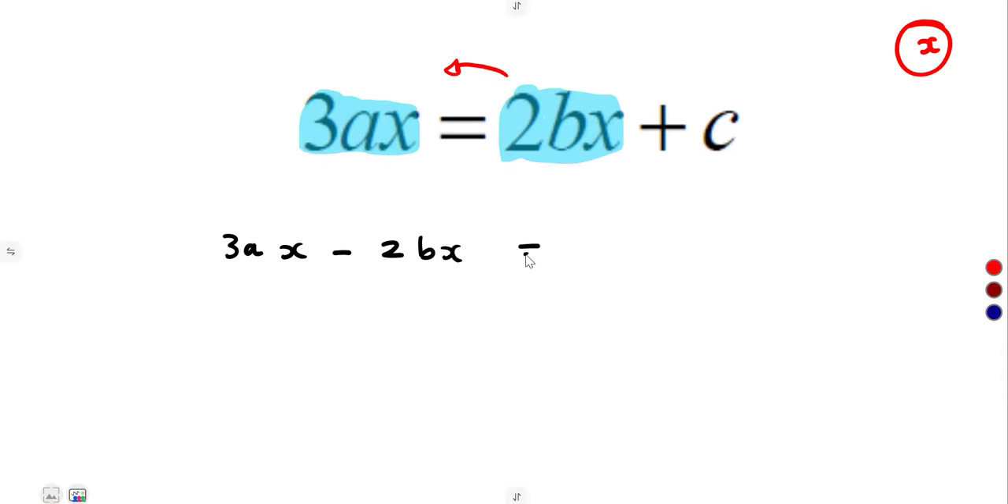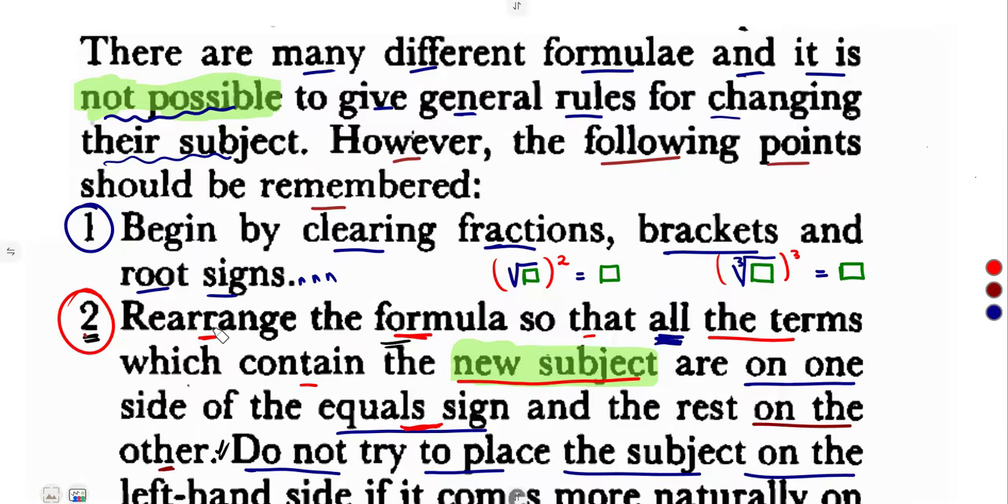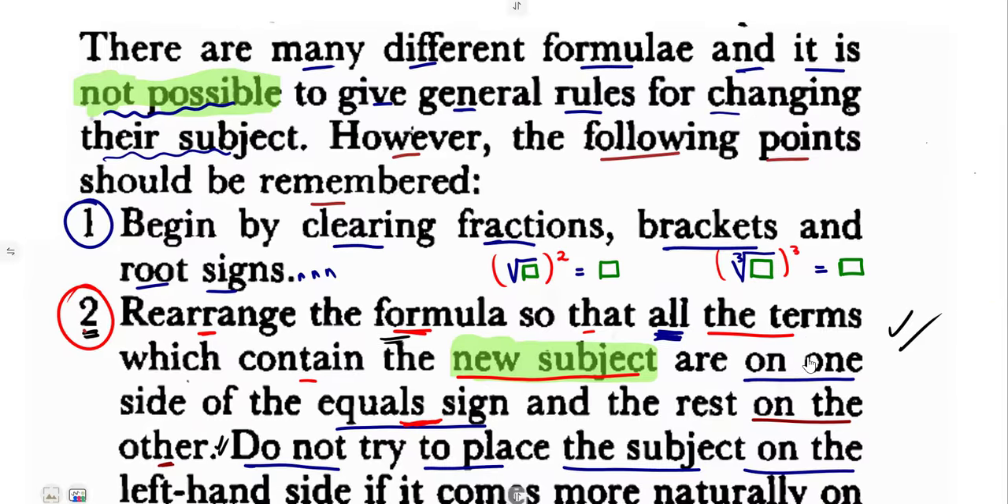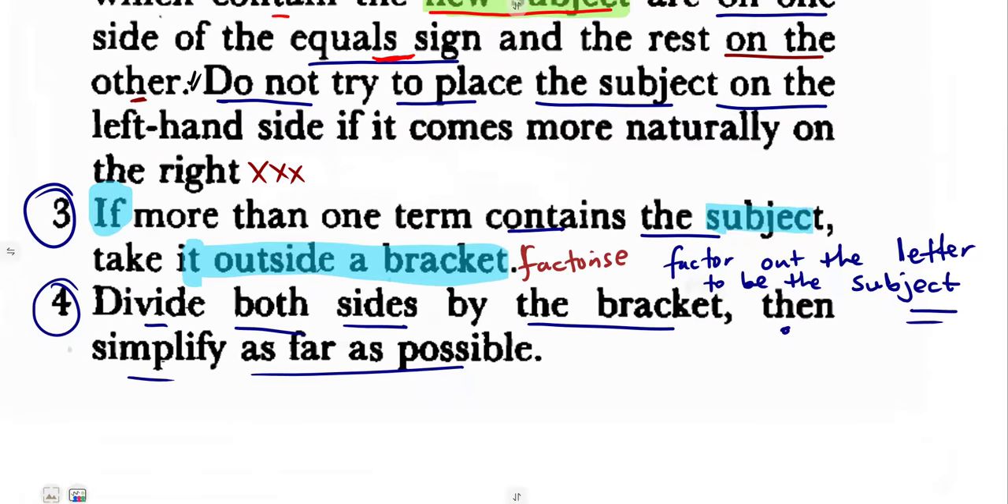So this is equal to what? To c. This term does not contain x. It is on its own. We do not have x there. So we leave it on the other side as it is. So that's a positive c. So this is rearranging the formula. After rearranging, we have this condition: if more than one term contains the subject, this is what we have here.